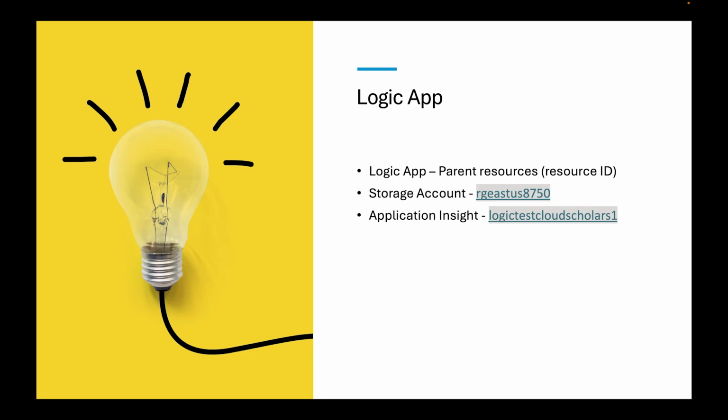So here we have our logic app. We created a logic app in part one of this two-part video series. When you create logic apps, there are a bunch of other resources that you can create with a logic app. It's totally up to you, but you can have integrations with multiple different things such as storage account, application insights, Azure Key Vaults, function apps, and so on. For us, our logic app is associated with a storage account, which is RG East US 8750, and our application insight, which is our Logic Test Cloud Scholars 1 application insight resource. The logic app is going to be our parent resource, and we're going to capture the resource ID, and then go to these other two resources and see what we can do there.